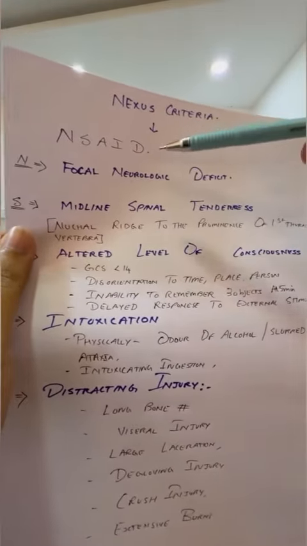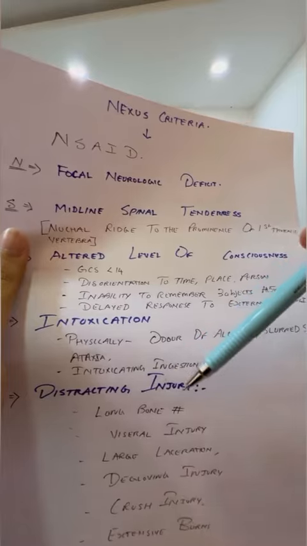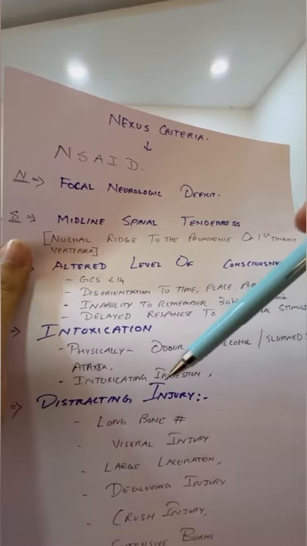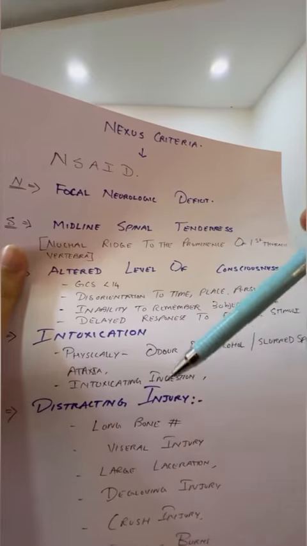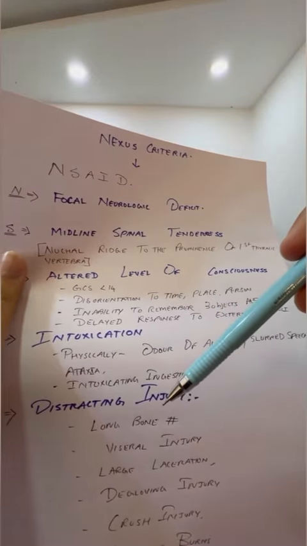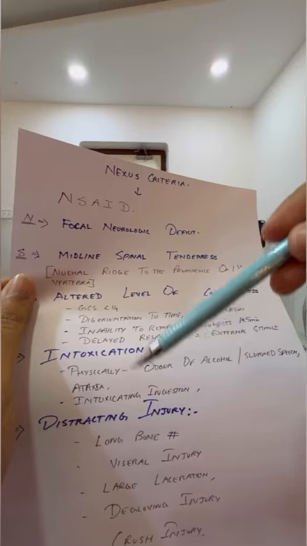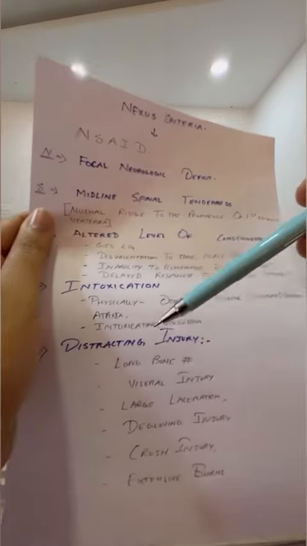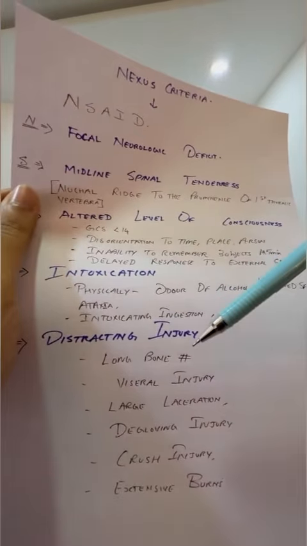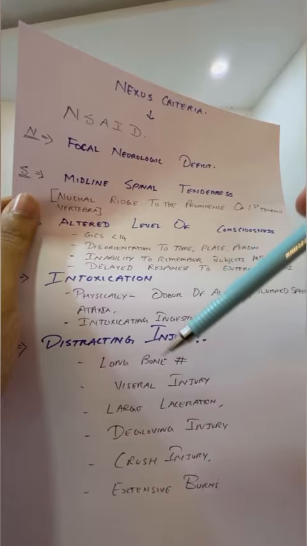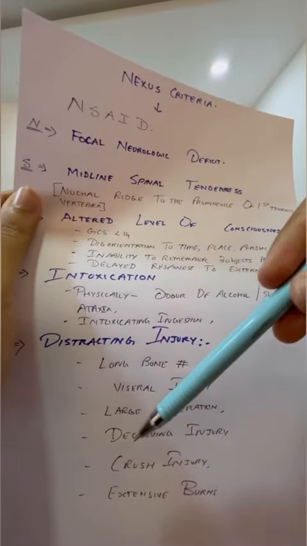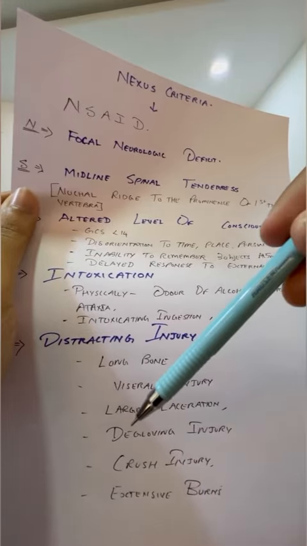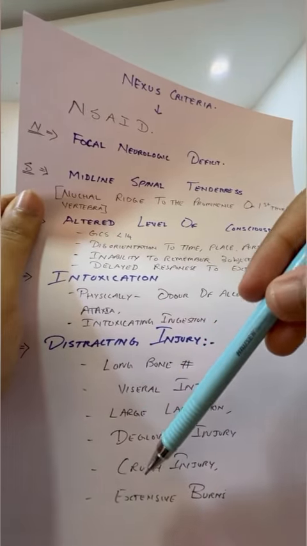And coming to the D, there is distracting injury. This distracting injury is a condition which distracts the patient from the cervical spine injury, so you have to elicit the history. This is usually seen, for example, if the patient has any long bone fractures, visceral injuries, any large laceration, degloving injuries, or crush injuries, and also in case of extensive burns.